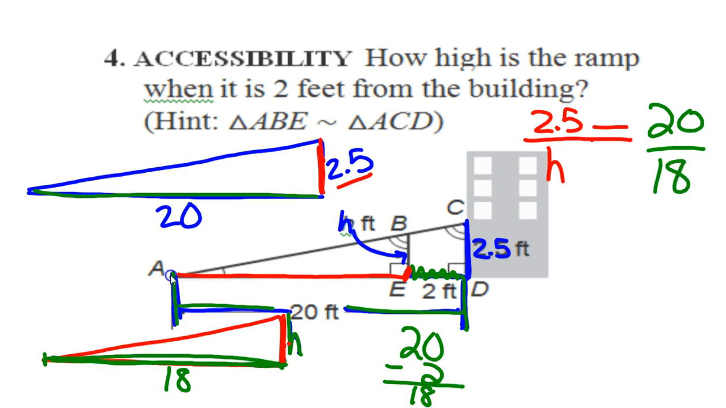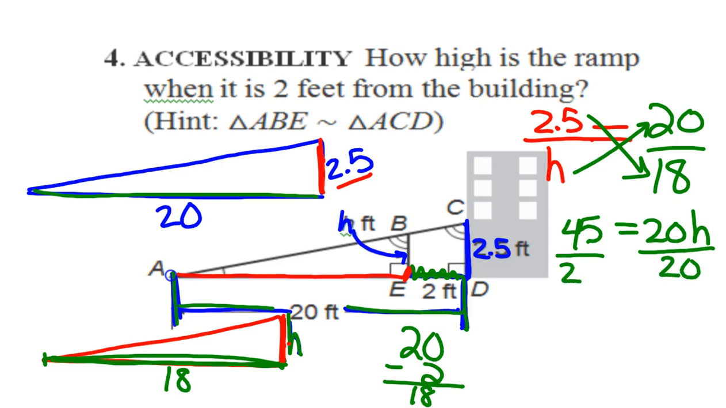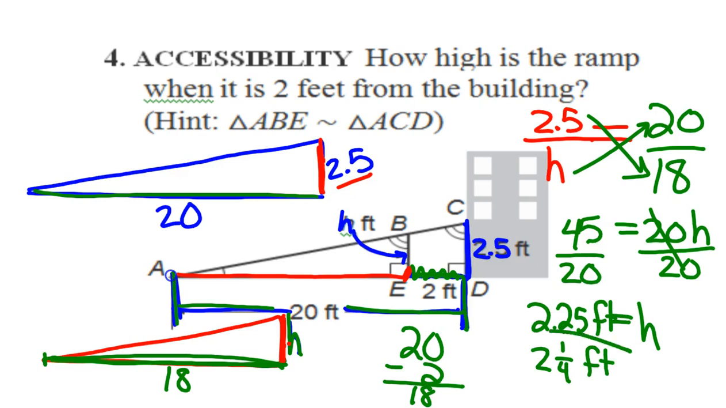Now we can solve it because we've set it up. So top times bottom. So 2.5 times 18 is 45. And H times 20 is 20H. Now we'll solve it for H by dividing by 20. So the height is going to be 2.25 feet, or 2¼ feet.